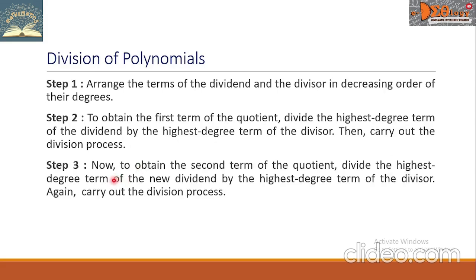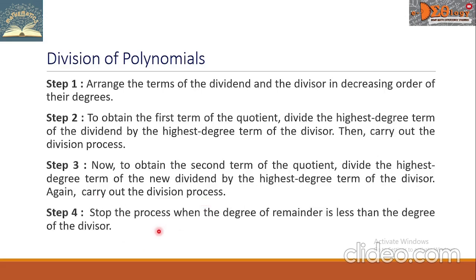Step 3. Now, to obtain the second term of the quotient, divide the highest degree term of the new dividend by the highest degree term of the divisor. Again, carry out the division process. Step 4. Stop the process when the degree of the remainder is less than the degree of the divisor.